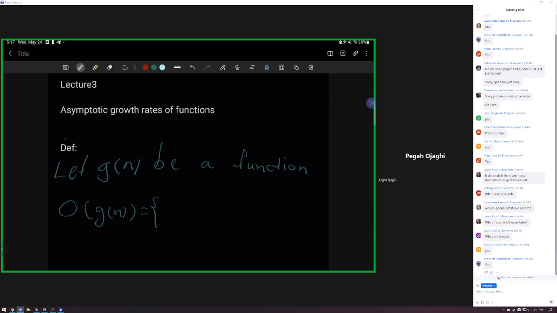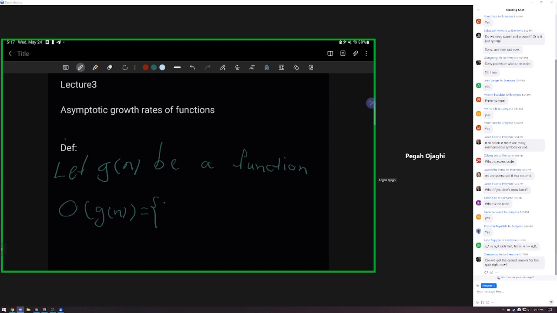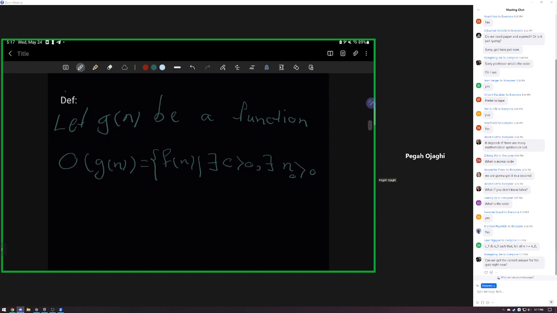So we say, first of all, what is this O of g of n? It depends on all of the functions f of n. Then there should exist a c positive. And there should exist another n naught, that one should be positive too. And then for any n greater than or equal to n naught, what was the definition? You mentioned, we say f of n is greater than or equal to 0, greater than or equal to c g of n.